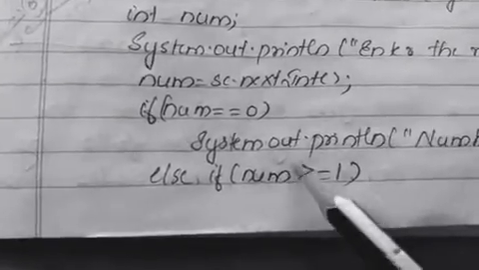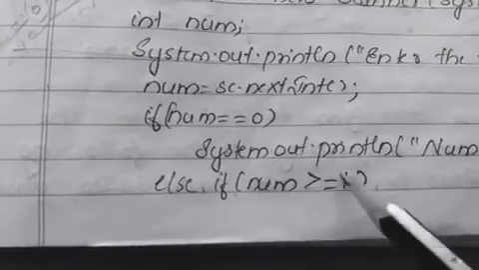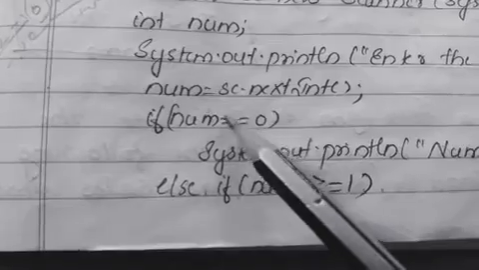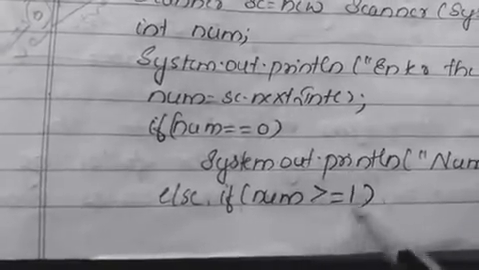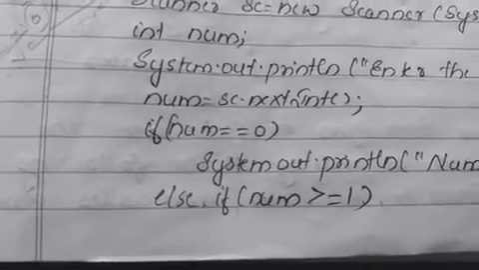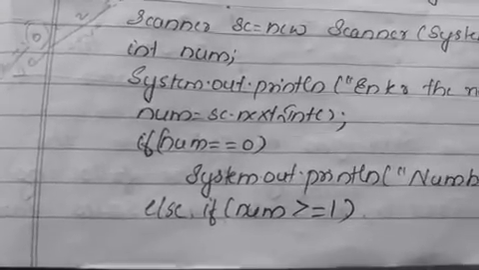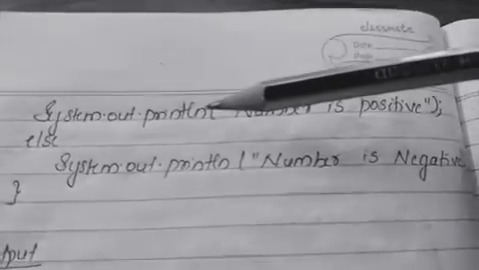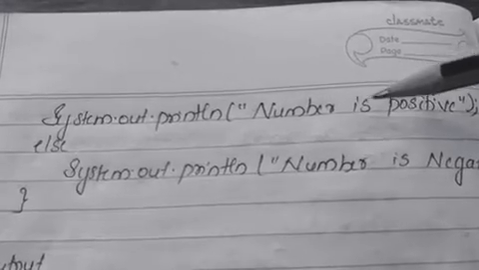Number, relational operator, greater than or equal to. For that we are using the relational operator. So we have used the relational operator double equal to. Here we have used greater than or equal to. If this condition is true, then we can print System.out.println number is positive.